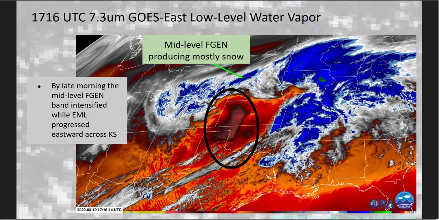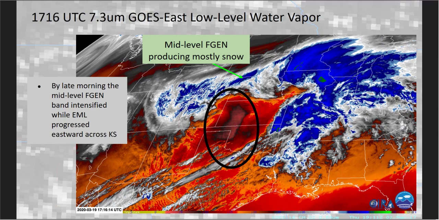So jumping ahead about an hour here to 1716 UTC. Again, mostly in our area, we were looking at the mid-level F-gen signature producing mostly snow by this time, still a little bit of cold rain.